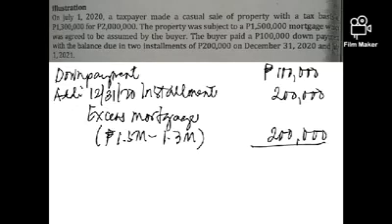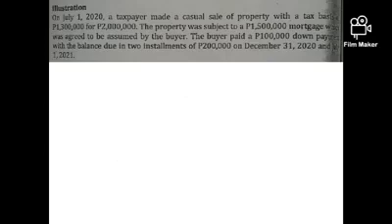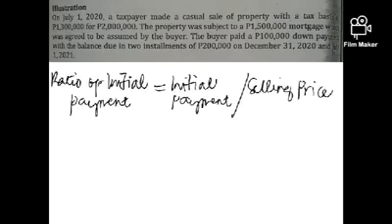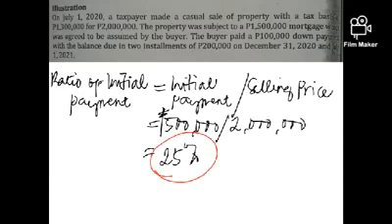So down payment of 100,000 pesos plus the first installment on December 31, 2020, 200,000 pesos, plus the excess mortgage of 200,000 pesos. The total initial payment is 500,000 pesos. Now we'll determine the ratio of the initial payment. The ratio of initial payment is computed by dividing the initial payment by the selling price. So 500,000 divided by 2 million pesos is exactly 25%. This means that the taxpayer is qualified to use the installment method.